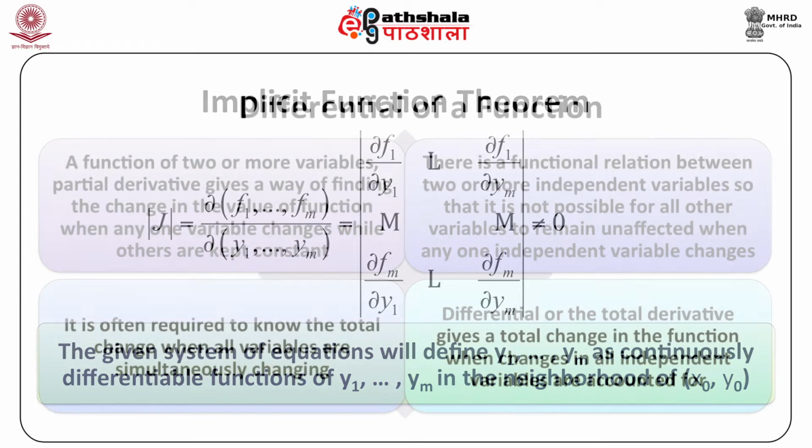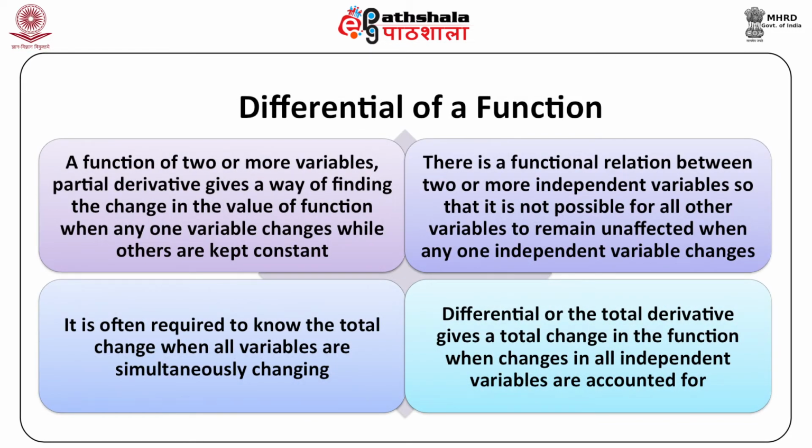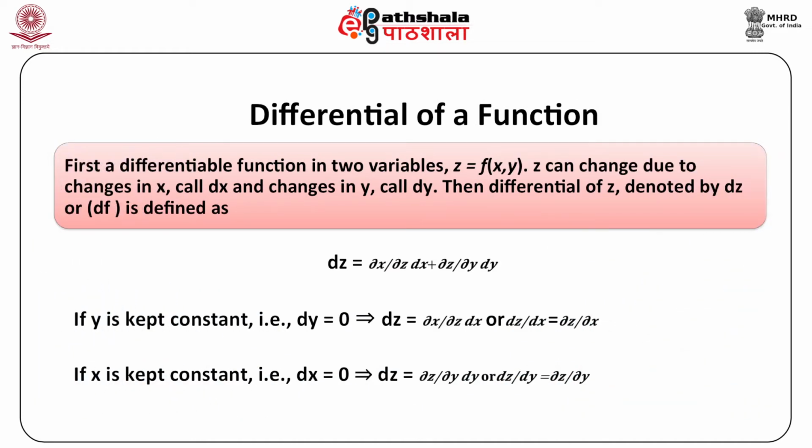Differential form of a function. Given a function of two or more variables, a partial derivative gives a way of finding the change in the value of the function when any one variable changes while others are kept constant. Sometimes there is a functional relation between two or more independent variables, so that it is not possible for all other variables to remain unaffected when any one independent variable changes. Moreover, it is often required to know the total change when all variables are simultaneously changing. The differential or total derivative gives the total change in the function when changes in all independent variables are accounted for.